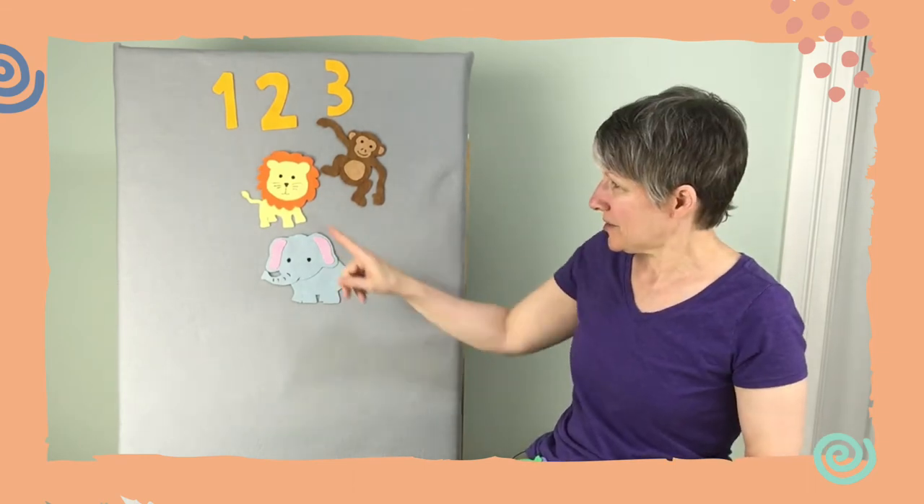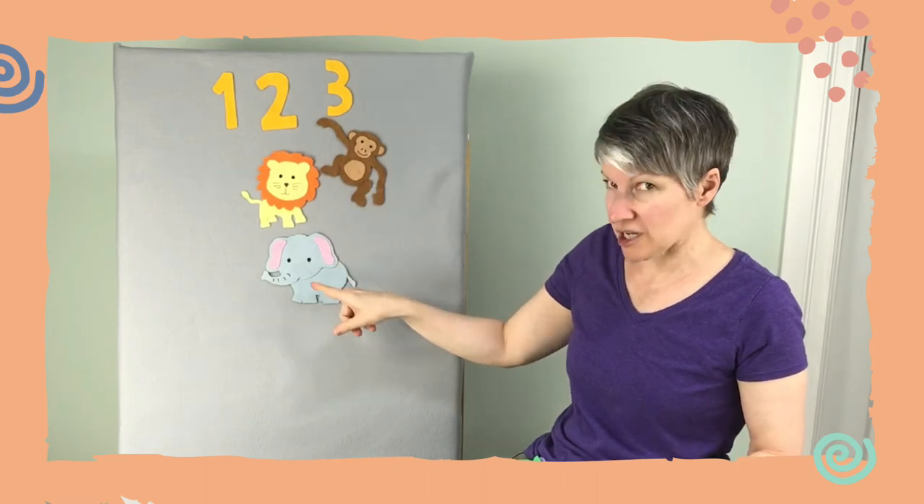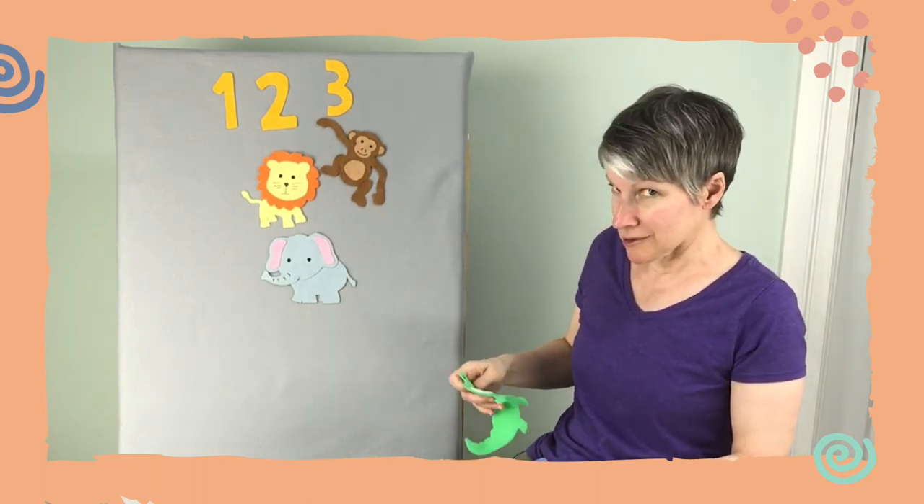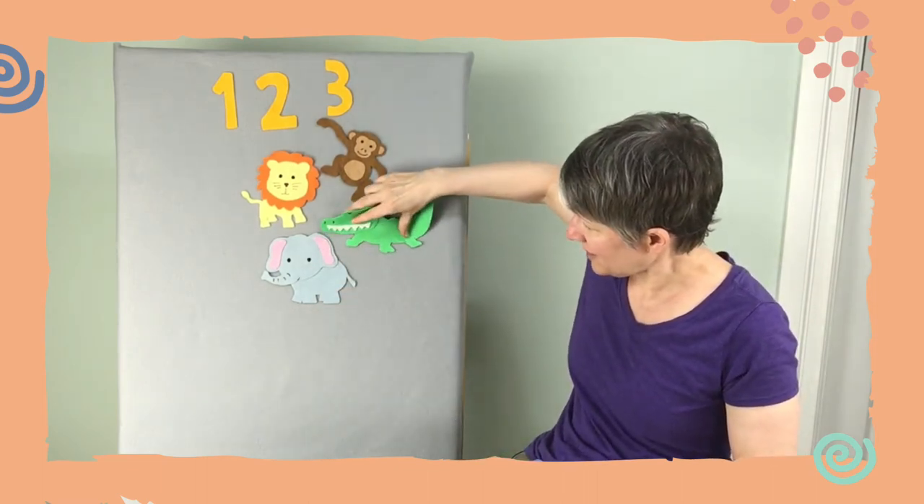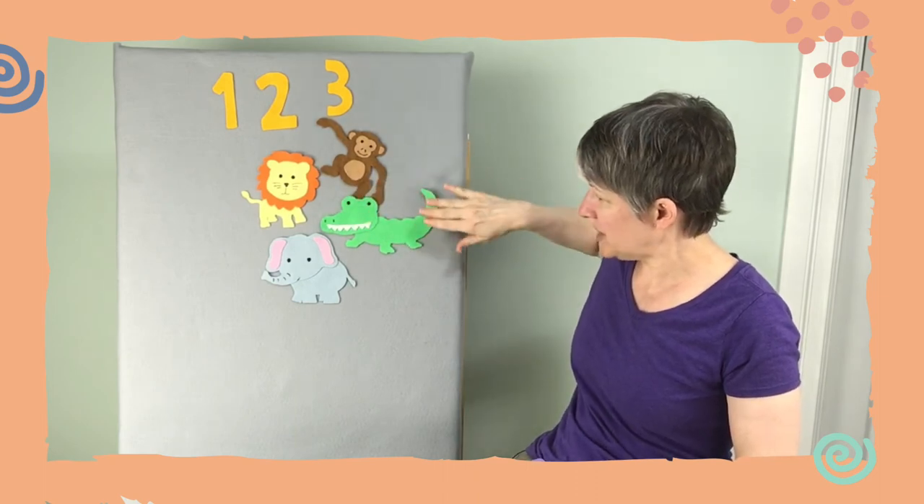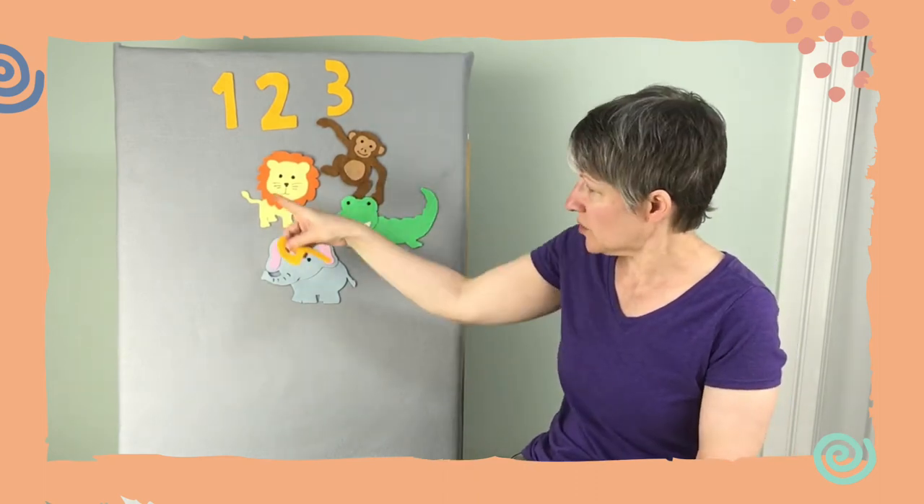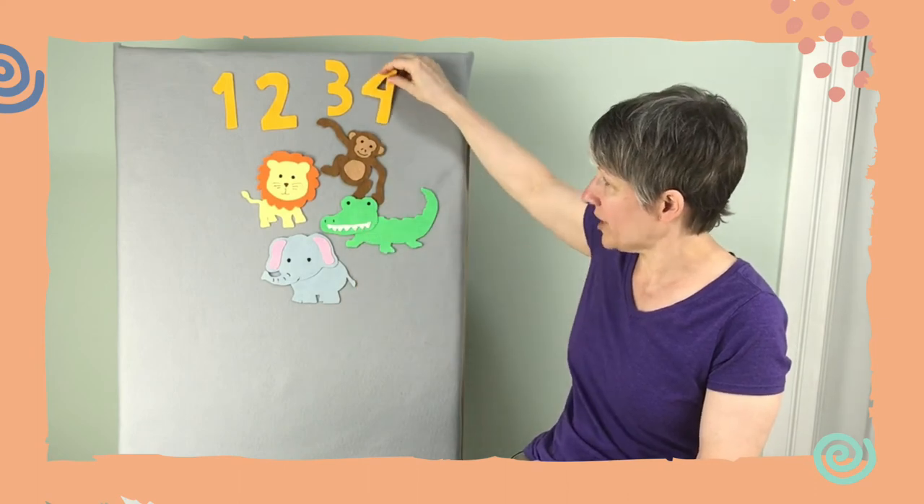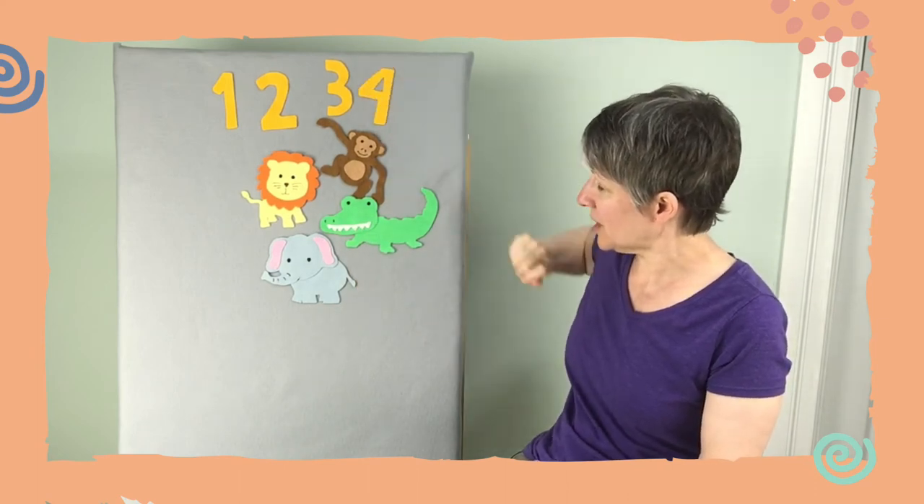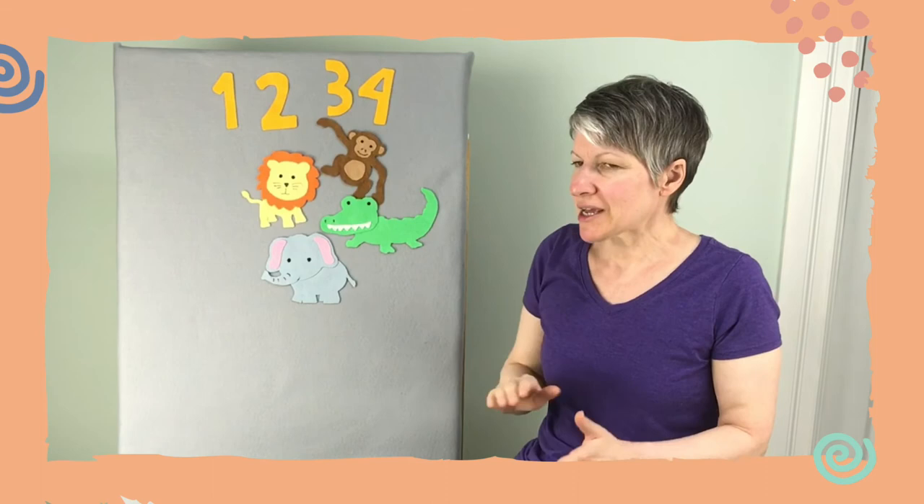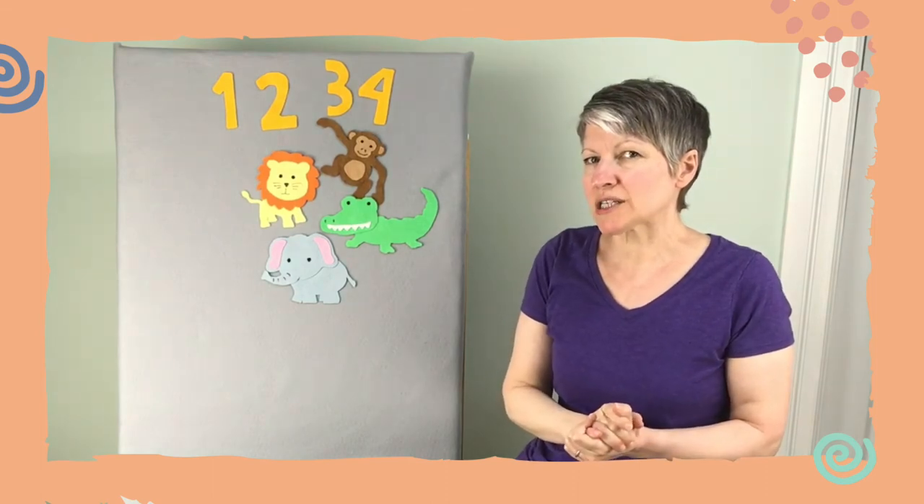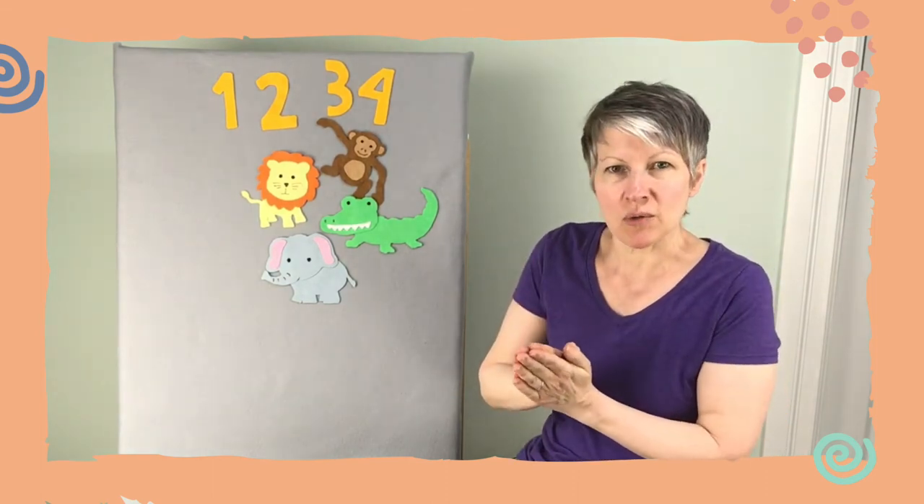All right. One, two, three. Next animal is this guy. Yes, the green crocodile. One, two, three, four animals we've got now. So there's the number four. Let's make the big green crocodile snapping in the water.